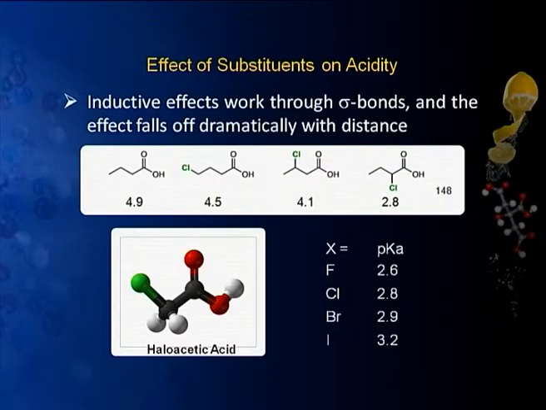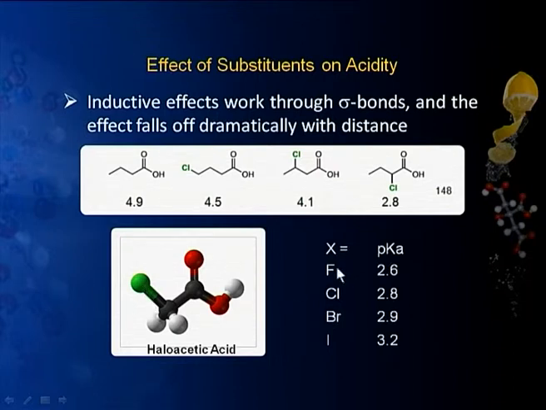Next, let us see the effect of a particular group with different electronegativities. Say if I take different haloacids, this is haloacetic acid where different halogens are at this position, they have different electronegativities. Let us see how they affect the acidity.